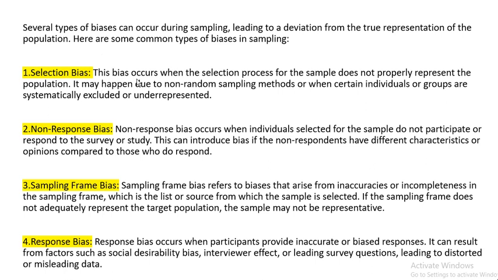Selection bias. This bias occurs when the selection process for the sample does not properly represent the population. It may happen due to non-random sampling methods or when certain individuals or groups are systematically excluded or underrepresented.